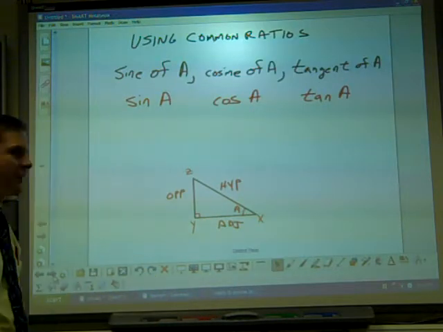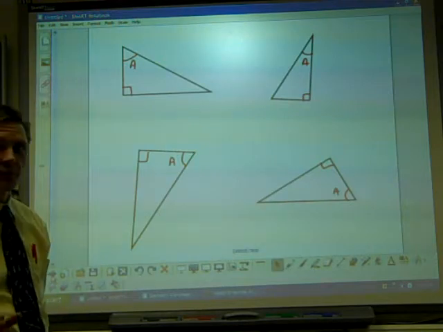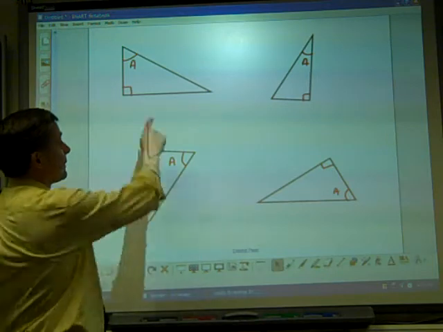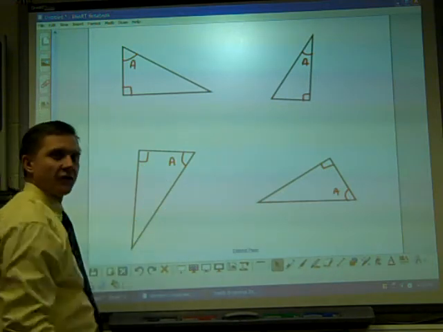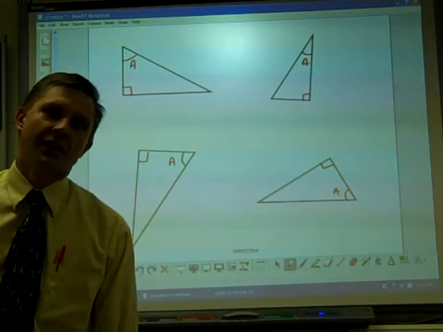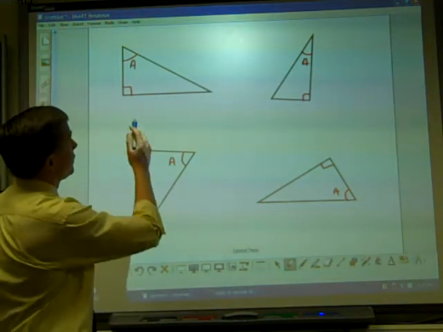But first I want to make sure we can identify the opposite, hypotenuse, and adjacent. If you're good at it, you can fast forward through this section. I'm just going to sit here and identify in these four triangles the opposite, the adjacent, and the hypotenuse based on the angle that's marked A. I'm not going to draw the arrows here. Again, I'm going to start with the upper left.